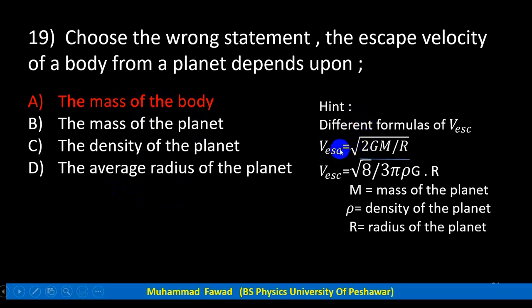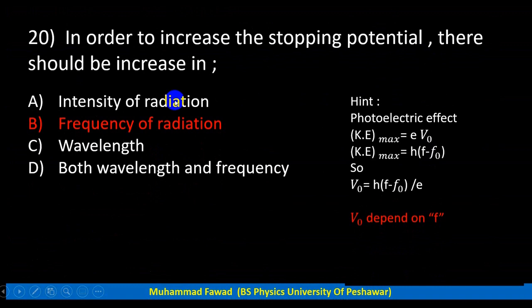And we know the formula of escape velocity is the square root of 2GM divided by r, and the square root of 8/3 pi rho G r squared, where r is the radius of the planet, M is the mass of the planet, and rho is the density of the planet. According to these two formulas, we can say that escape velocity depends upon the mass of the planet as well as the radius of the planet and also on the density of the planet. Therefore, here the wrong statement to be selected is A, which is the mass of the body.